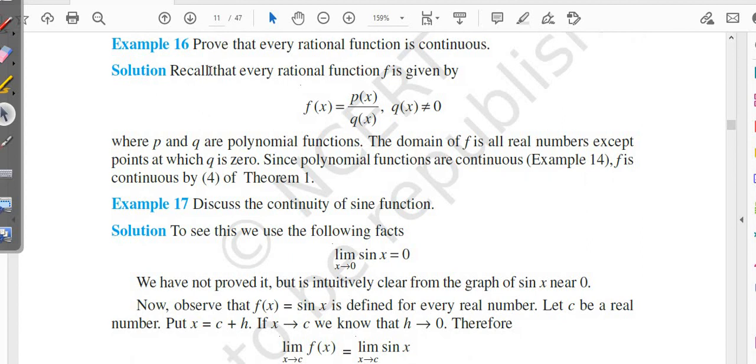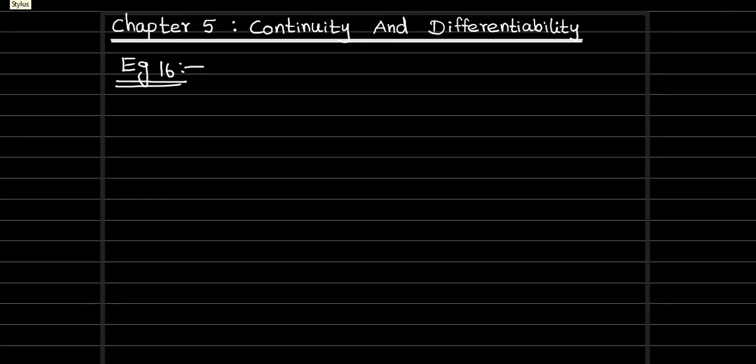So what is given? Prove that every rational function is continuous. They are asking us to prove that every rational function is continuous. So what is a rational function? First we'll understand the meaning of rational. We are already aware of rational numbers. What is a rational number? Any number which is in the form of p by q, with a numerator and a denominator, we call a rational number.